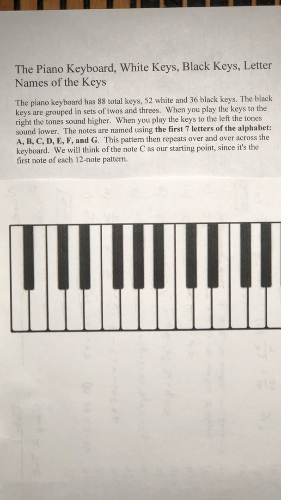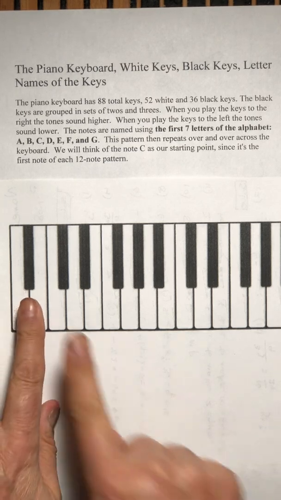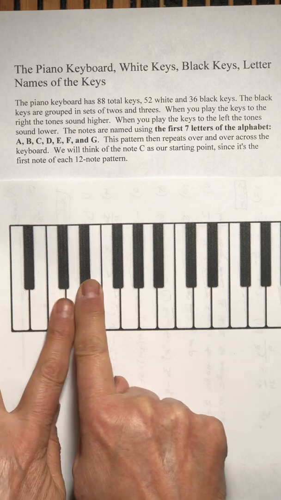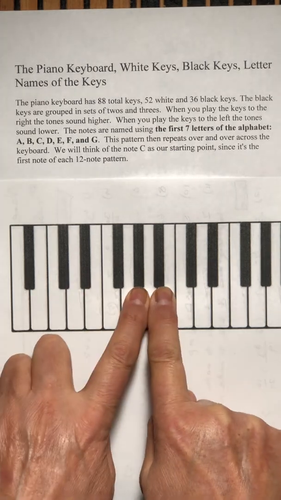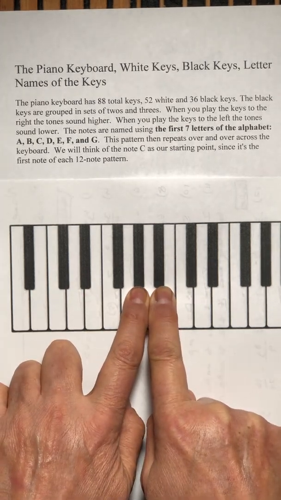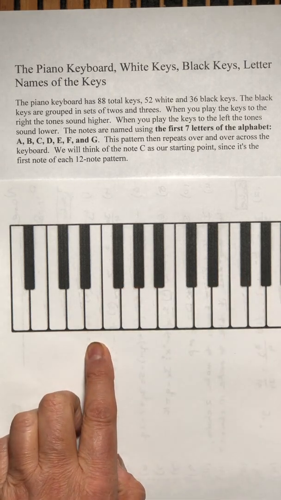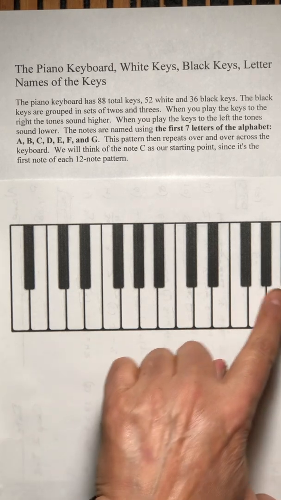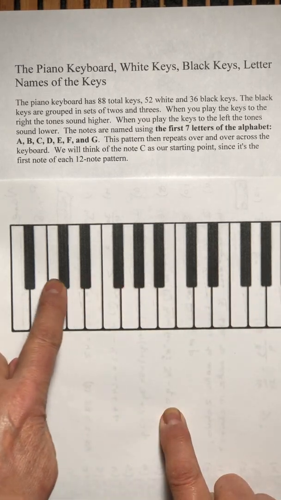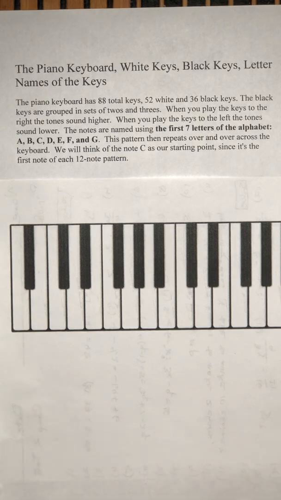The piano keyboard has 88 total keys, 52 white keys, and 36 black keys. The black keys are grouped in sets of 2s and 3s. When you play the keys to the right, the tones sound higher. When you play the keys to the left, the keys sound lower.